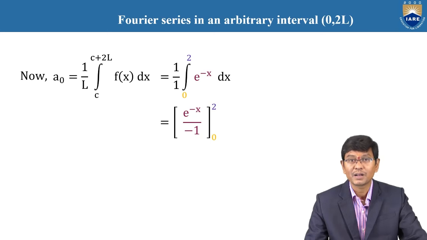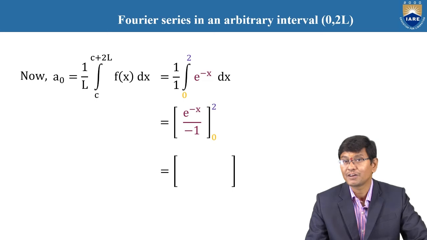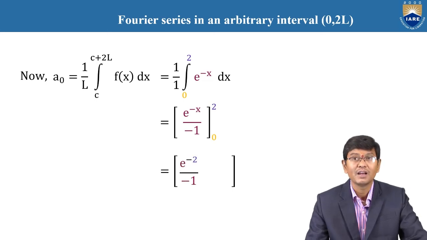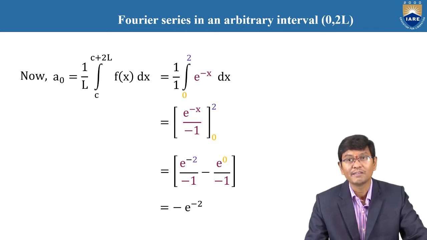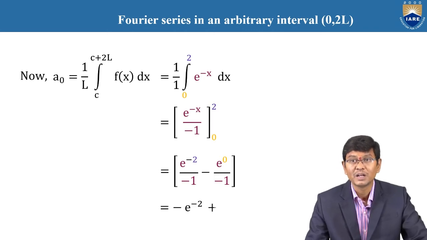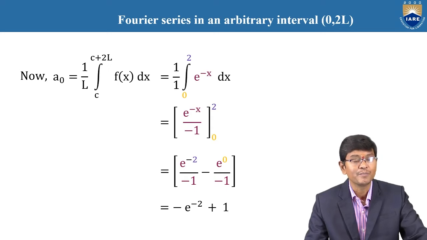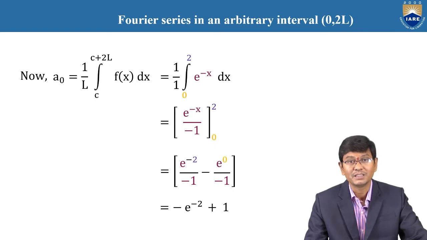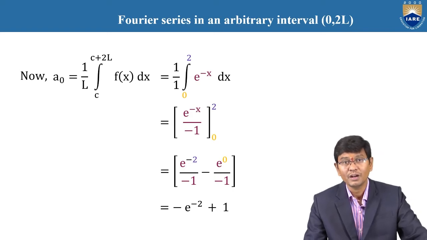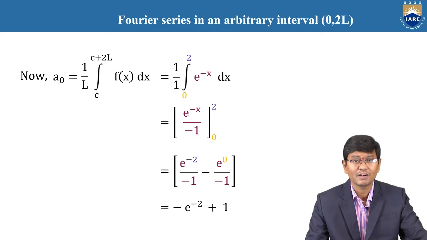By using the upper limit 2 and the lower limit 0, after replacement the value is e power of minus 2 by minus 1 minus e power of minus 0 by minus 1. After total simplification using e power minus 2 and e power 0, the value is equal to minus e power minus 2 plus 1. This is the value of a0 for the given function f of x between 0 comma 2. Now we need to find the value of an.